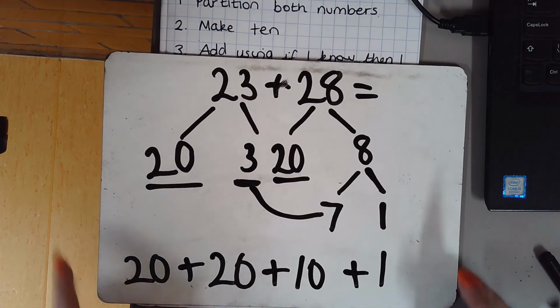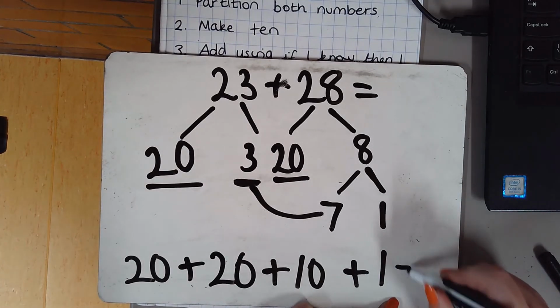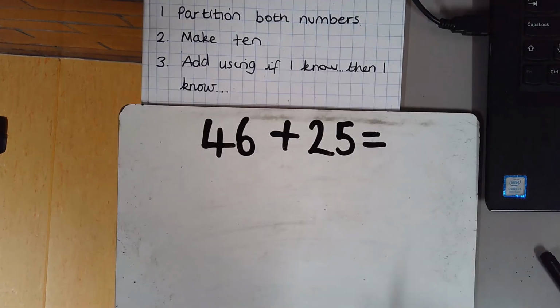If I know that 2 add 2 is 4, then I know that 20 add 20 is 40. If I know that 4 add 1 is 5, then I know that 40 add 10 is 50. Add 1 more equals 51.